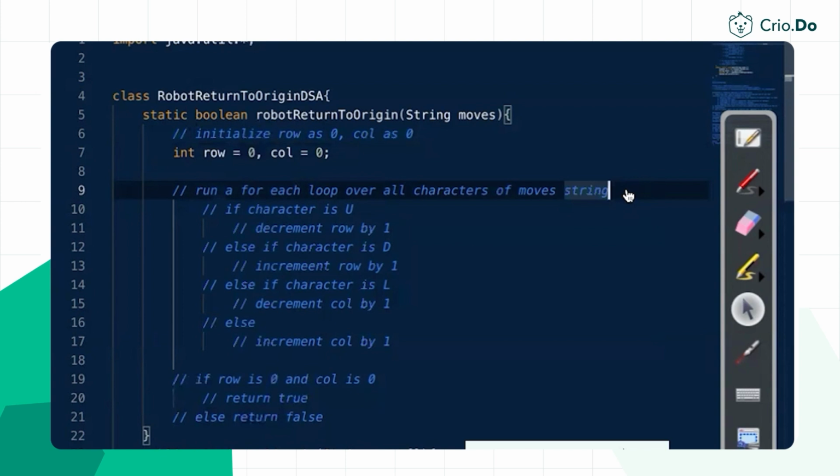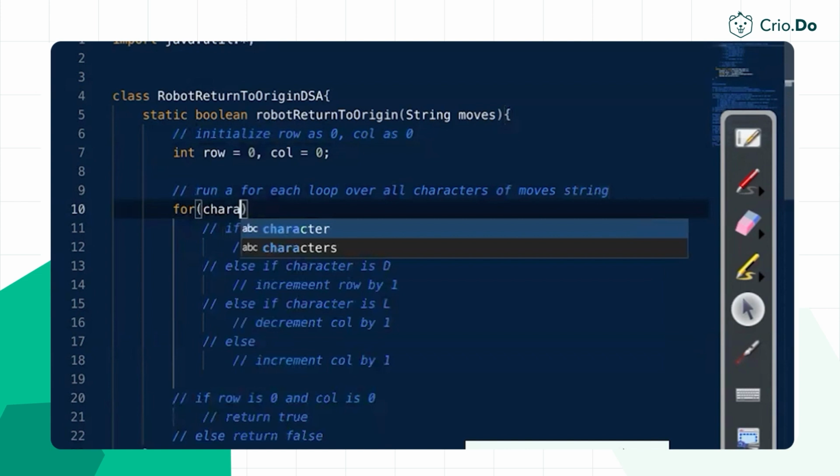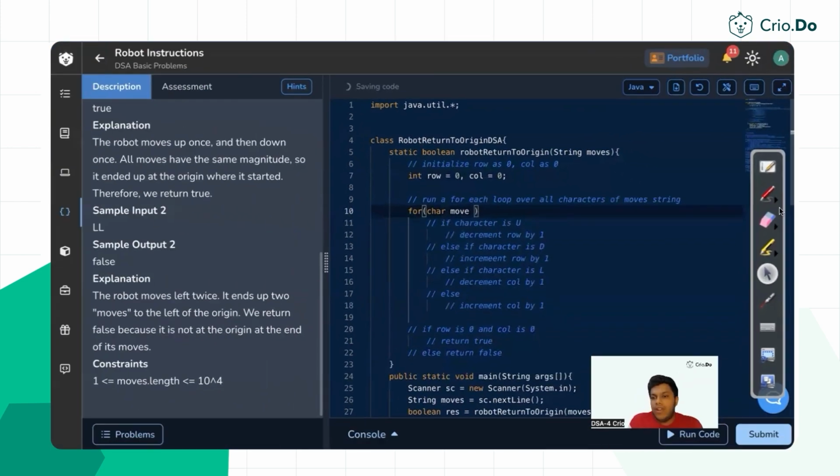In order to run a for each loop over a string, you have to actually take out the character array from the string. So how can you do it? You will take all the moves one by one. Let's say the variable name is move. And since the moves are characters, take characters one by one. Instead of running a loop over indices 0 to n minus 1, I'm directly running the loop over characters.